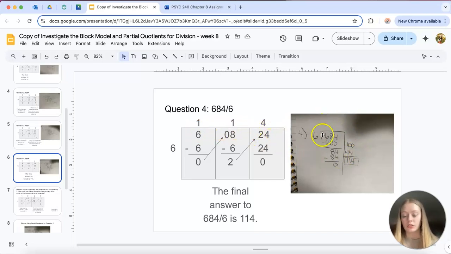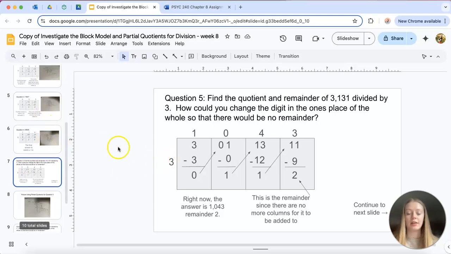And then here's just my partial quotients strategy. So 6 times 100 will get us to 600. We're left with 84, and then 6 goes perfectly in 84 14 times. So then we're left with 100 plus 14. Again, that zeroes out down there. You just add these, and you get 114. That's how I got that for both methods.